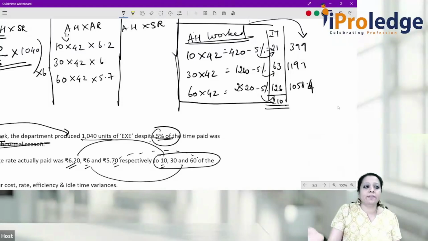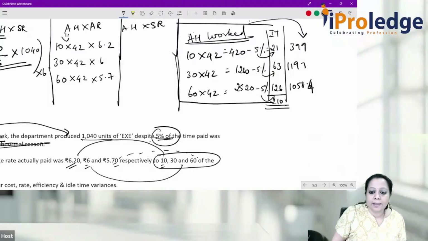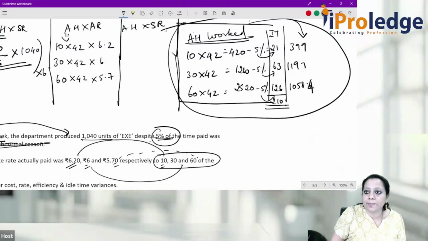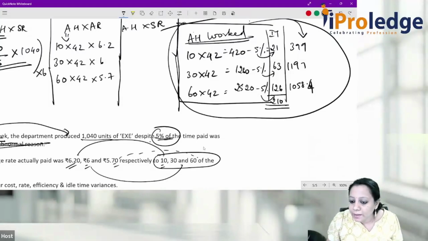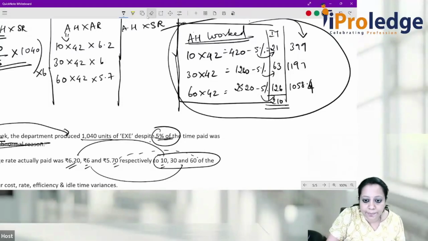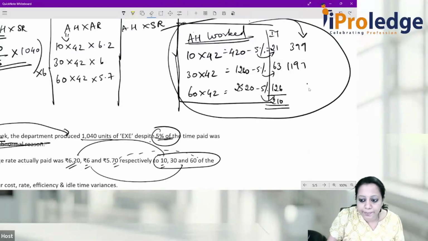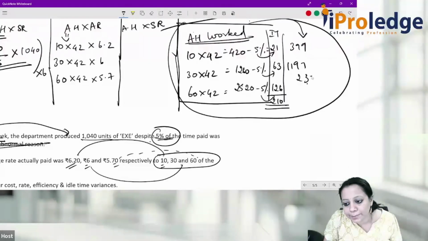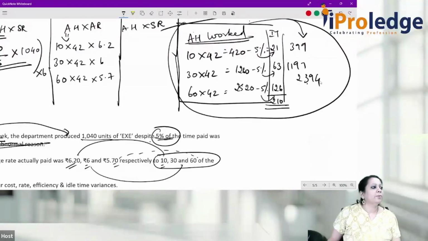This part alone you write, then we will go to the actual problem. This is like a working note. Then calculate 2520 into 95 percentage, 2394. Thank you, dear. No problem.